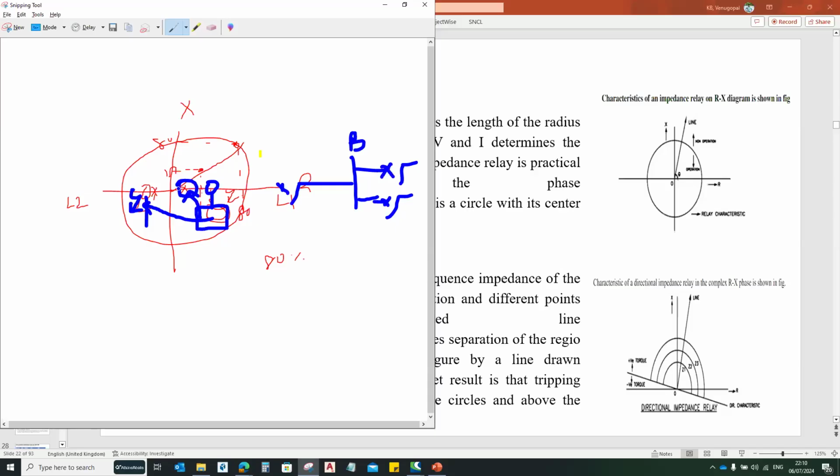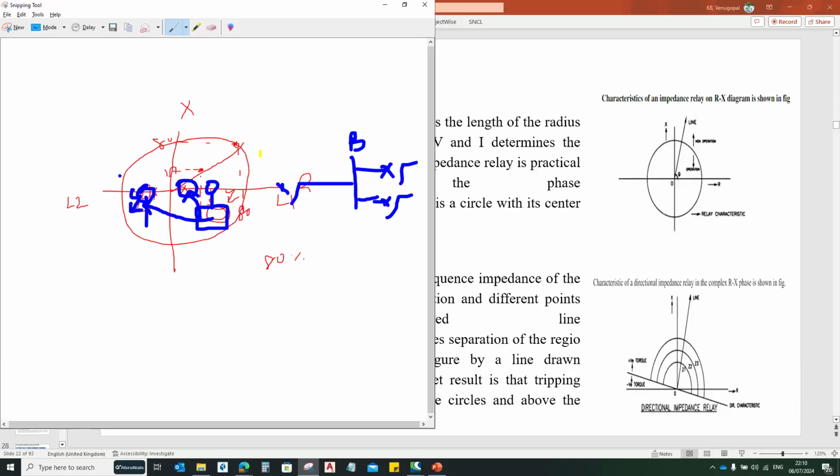Sir, one doubt. If the fault is happening on the left quadrant, we have already provided a circuit breaker on the left side also. Why is that one not tripping? Because of the time grading. Here also the same thing.